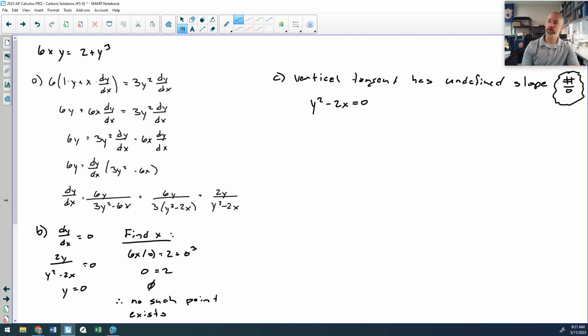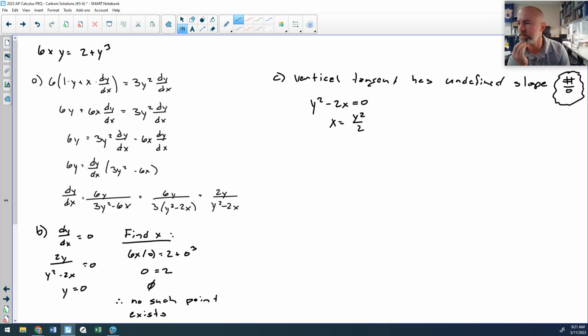Solving for y is going to be trickier because if I move that 2x over and then I square root that, I will have a plus or minus square root of 2x. And I don't want to have that positive and negative option there. So I'm going to solve for x instead. x is going to equal y squared divided by 2.